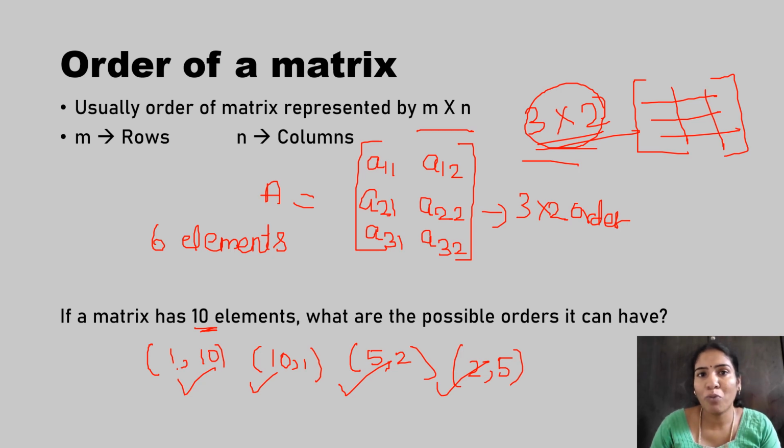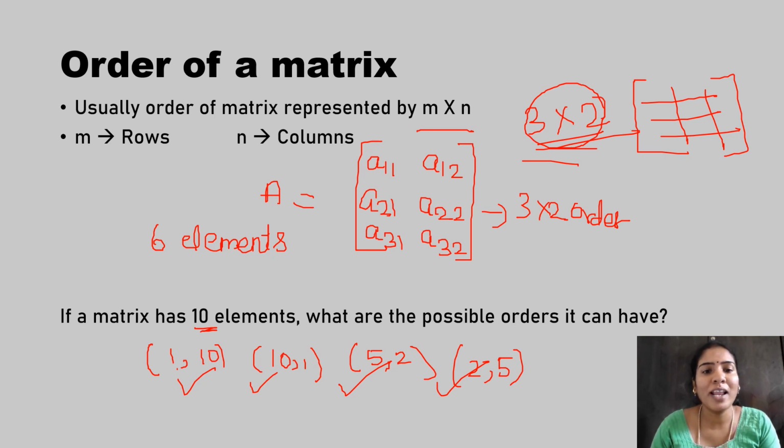So this is very important. The order of the matrix is represented with m cross n. M mentions the number of rows and n is for the number of columns. If you multiply m into n, it gives you the number of elements present in that particular matrix. If they have given you the number of elements in a matrix, then you define in what all possible orders those elements can be arranged in a matrix.